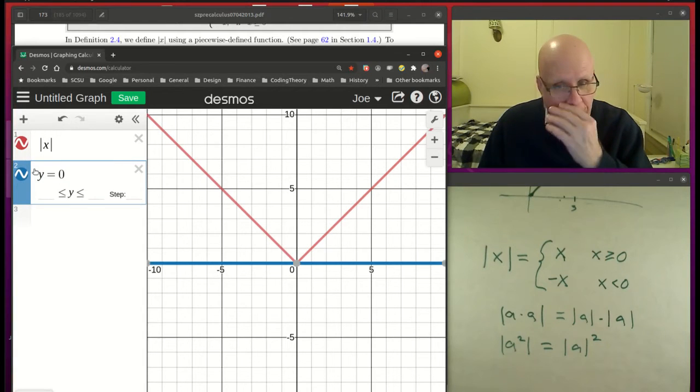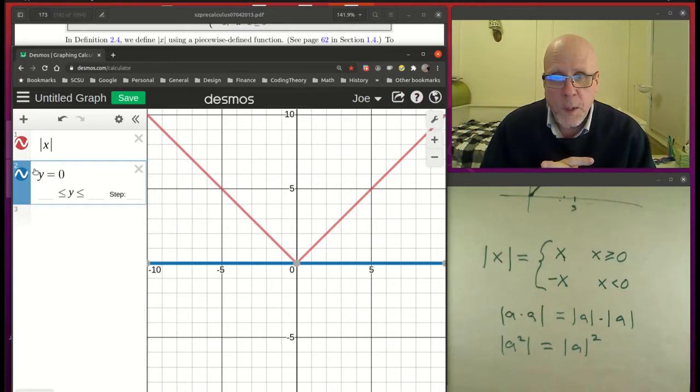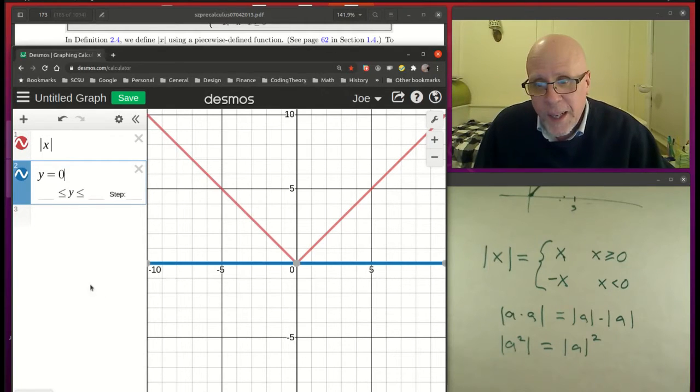y equals 0 is that horizontal line that's in blue now, in other words, it's the x-axis. Is there a point on the absolute value graph that has the y-coordinate equal to 0? Yes. But it's just that spot right there at the bottom of the V. So to get the output to be 0, the input has to be 0.